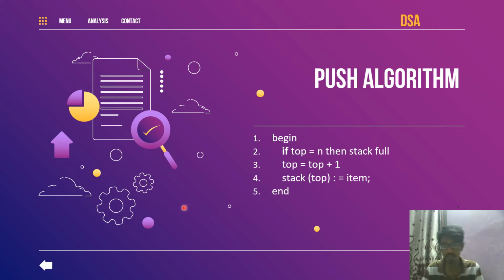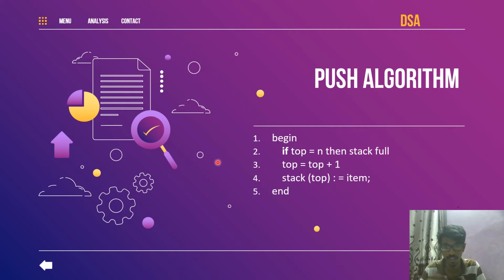So the algorithm for the push operation goes like this. First we have to begin. Then if the top is equal to n, that is the nth element is the top, then it automatically implies that the stack is full.